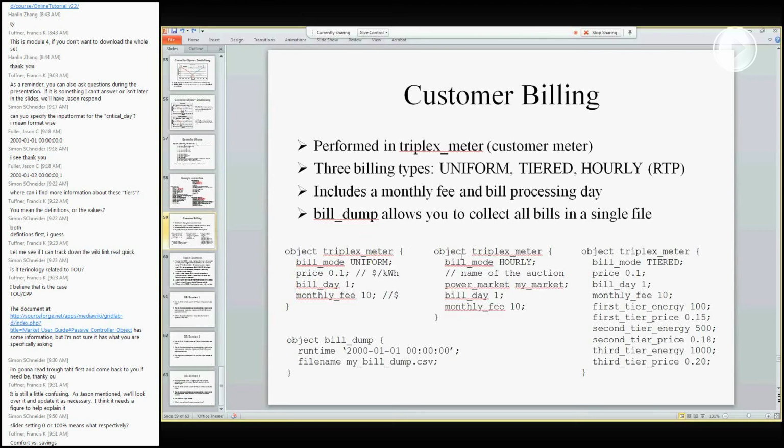This mode will work with anything you do in the auction. So it can be time of use, critical peak pricing. It can be real-time pricing, whatever that might be. It's really just looking at the market to get that information and calculate the bill.